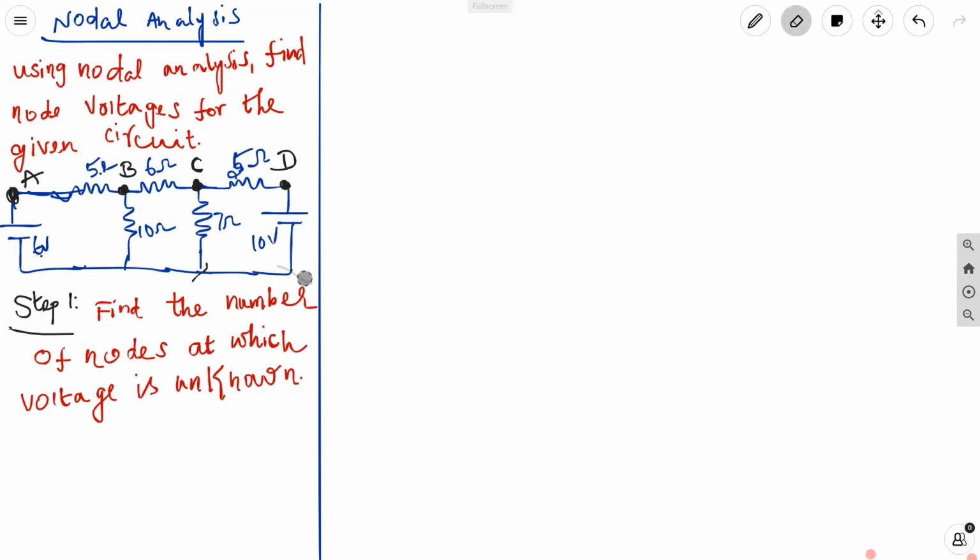So I consider all of this as a single point, and I'll put this as one node, node G. In this node, there are 4 elements connected: 6 volt, 10 ohm, 7 ohm, and 10 volt. So the number of nodes for this particular circuit is 5: node A, node B, node C, node D, and node G. Clear?